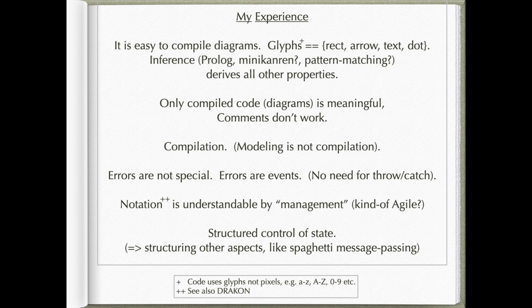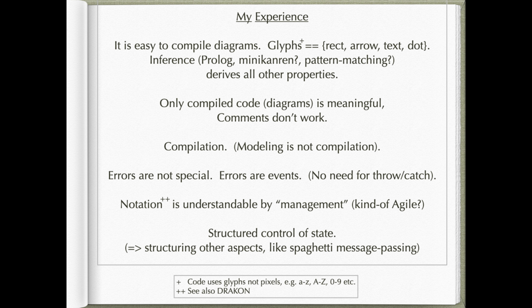I also found that errors are not in any way special, and there was no need in my notation for throw and catch. Errors are simply other events, and you can draw them transitioning between states, and using Harel's notation of encapsulating states, there's no need for extra syntax to handle throws and catches. That was a pleasant surprise in that it made my languages much simpler to implement and think about. I found that this notation was understandable by management and stakeholders. It's what Agile was trying to do, but they do it in a hand-wavy way, and I insisted on being able to compile my diagrams.